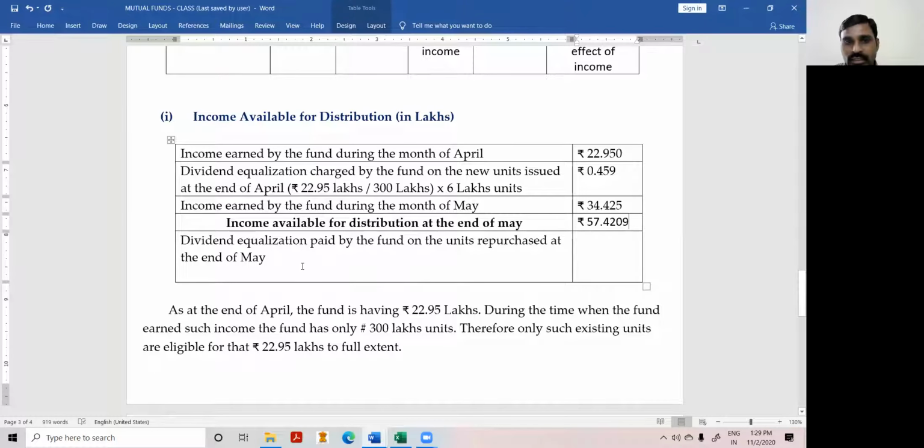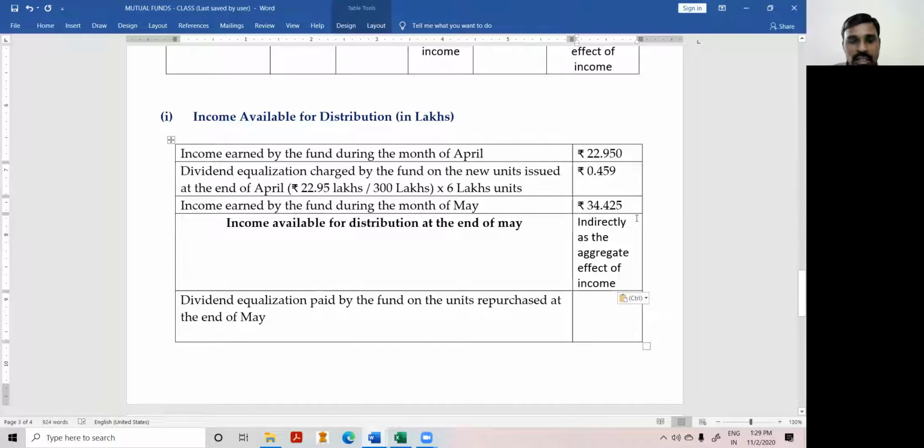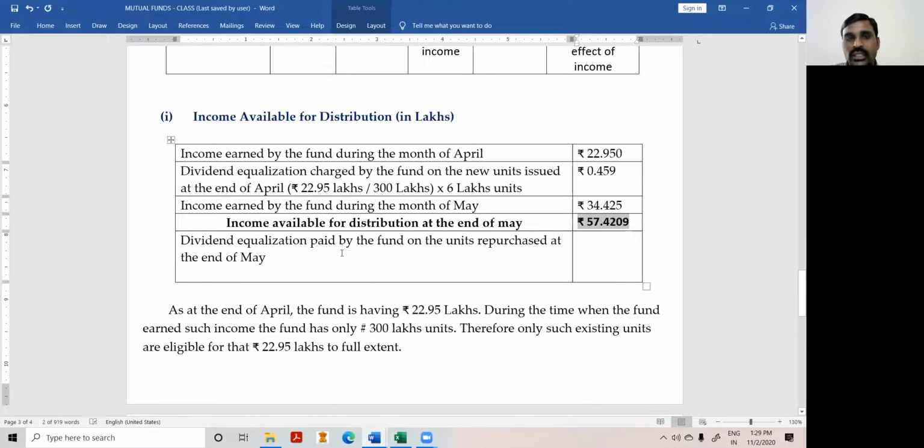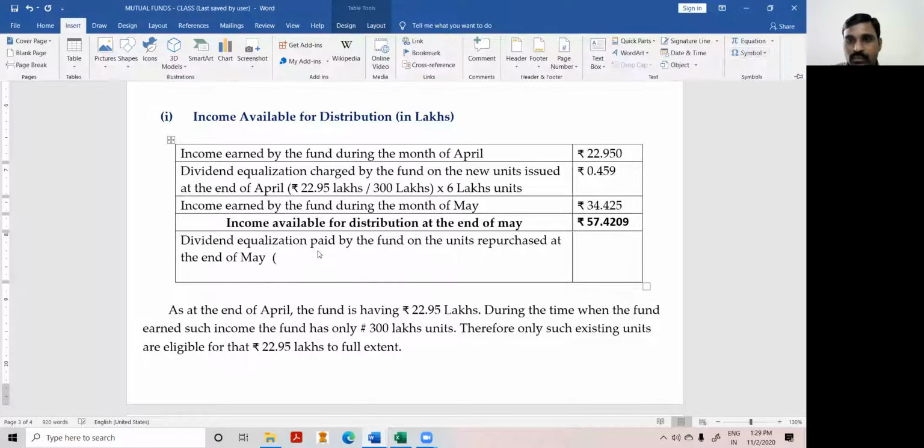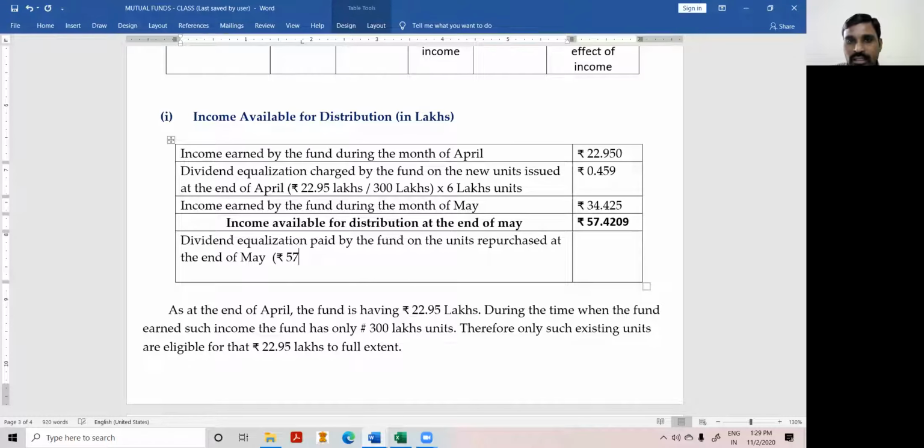So the same amount you have to pay per unit. This is the amount for which all the 306 unit holders are eligible. Therefore, how much do they have to pay? 57.4209 lakhs divided by how many units? As on the date, we have 306 lakhs units existing.